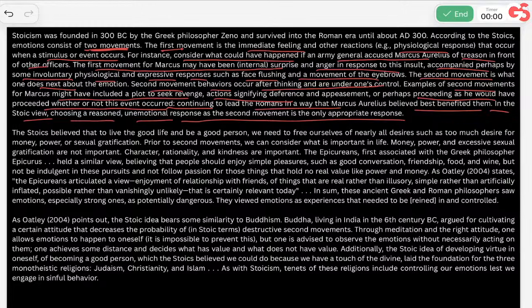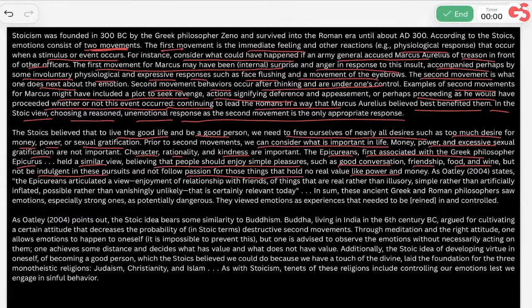The Stoics believe that to live the good life and be a good person, we need to free ourselves of nearly all desires, such as too much desire for money, power, or sexual gratification. Prior to second movements, we can consider what is important in life. Money, power, and excessive sexual gratification are not important. Character, rationality, and kindness are important. The Epicureans, first associated with the Greek philosopher Epicurus, held a similar view, believing that people should enjoy simple pleasures such as good conversation, friendship, food, and wine, but not be indulgent in these pursuits and not follow passion for those things that hold no real value like power and money.